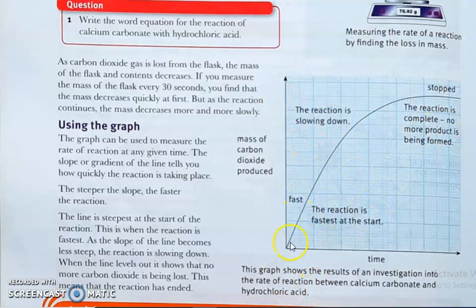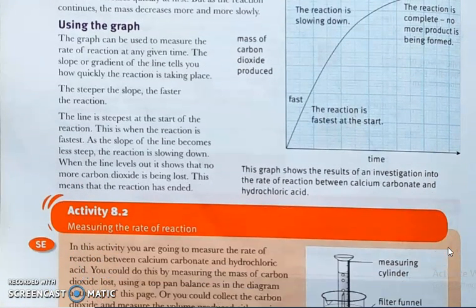At the initial stage the line is steeper, that slope is steep, which shows the reaction is fast. As the time proceeds we can see that the slope is less steep, so the reaction is slowing down, and after some time the line levels out. It shows that no more reaction is happening, that is, the reaction is completed and no more product is being formed. So this means the reaction has ended. When the line is horizontal to the x-axis, we can see that the reaction has completed.